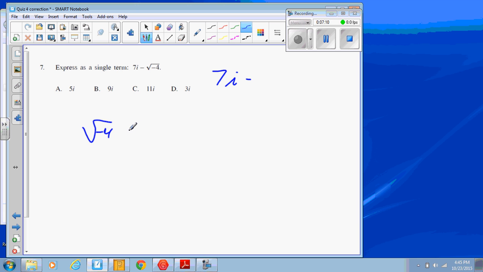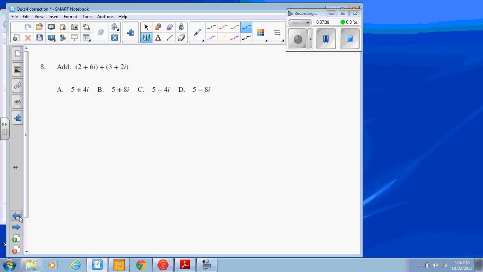So that equals i times the square root of 4. But the square root of 4 is just 2. So that's i times 2, or we write that as 2i. So it's going to be 7i minus 2i. But 7 minus 2 is 5, so that becomes 5i, and that should be the answer right there.